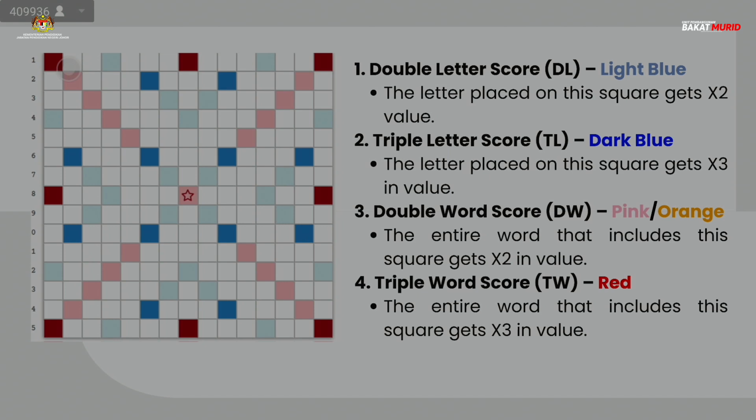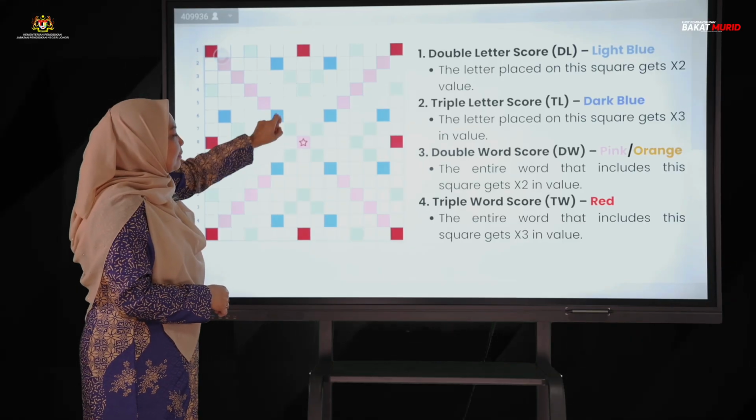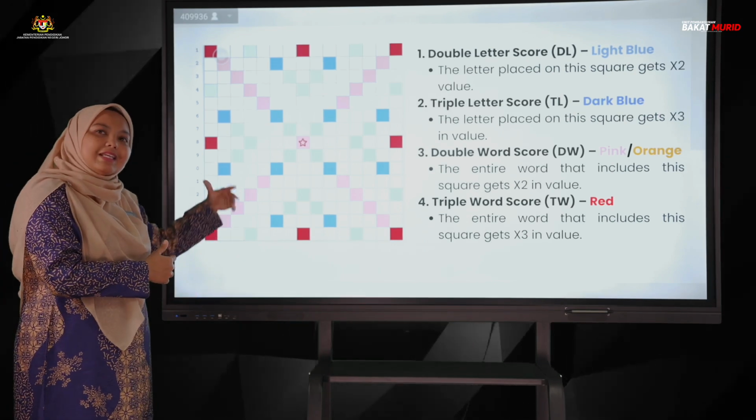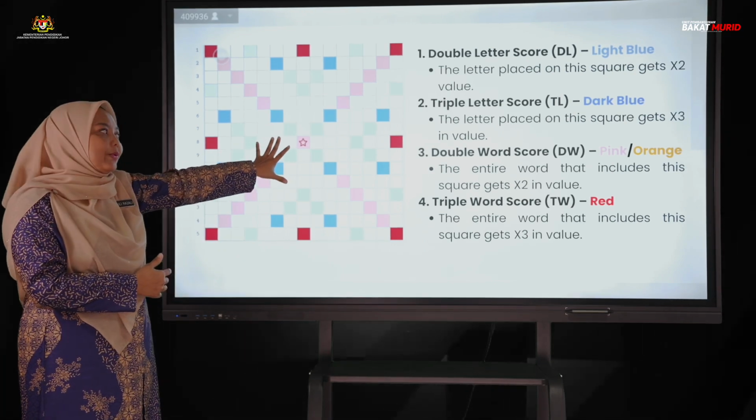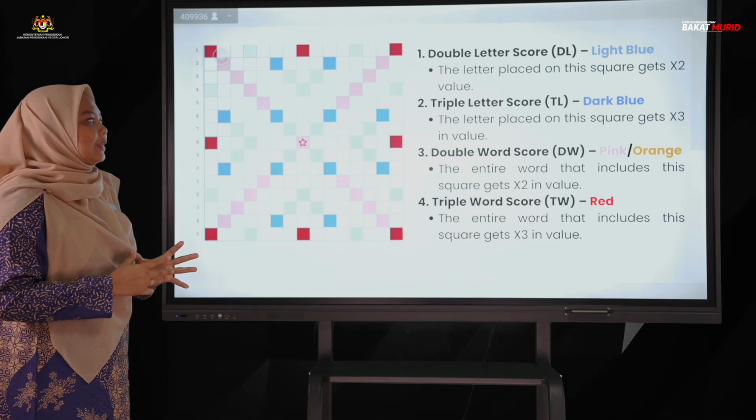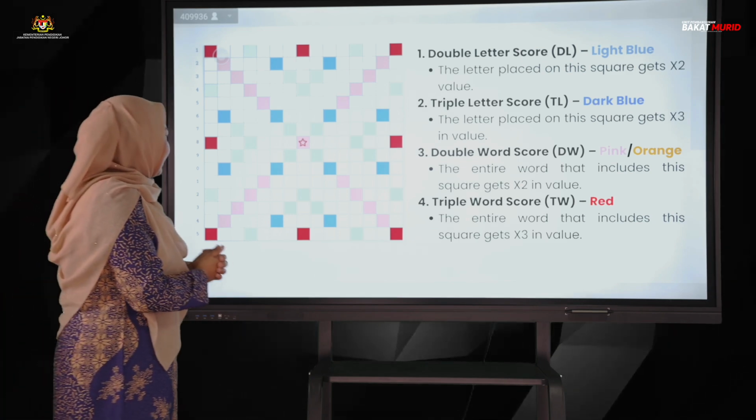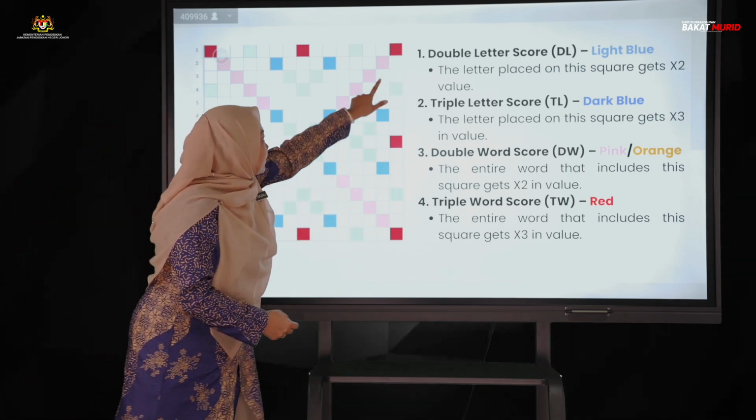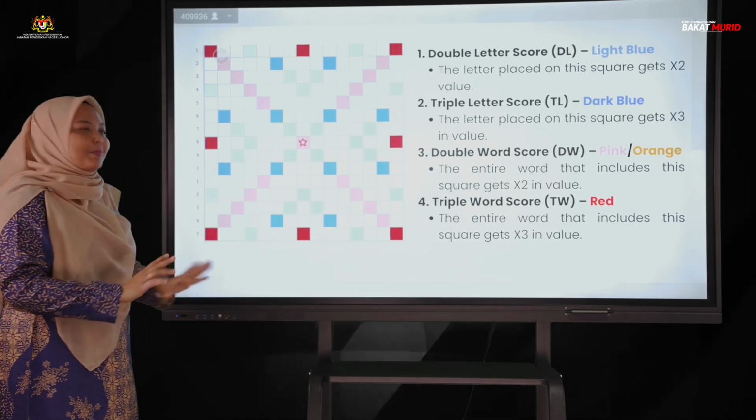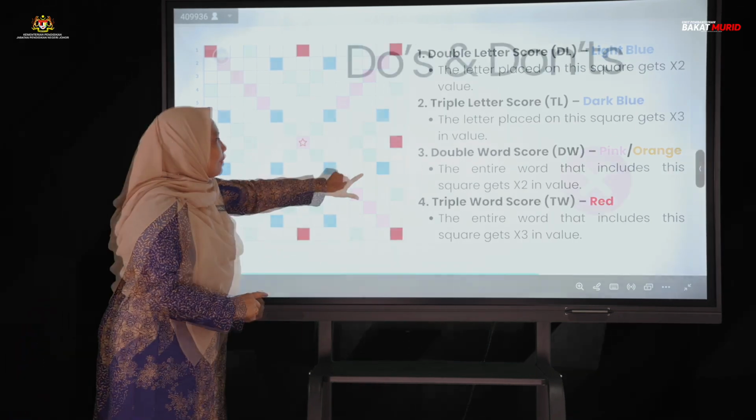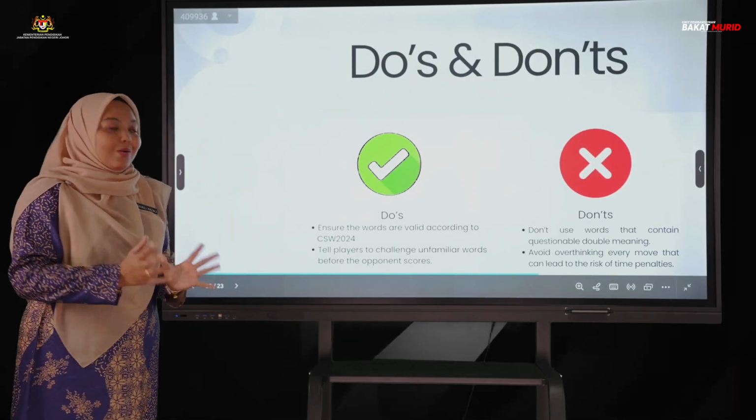The first one is double letter or DL, light blue. This one is triple letter score, dark blue. This column is the double word score, DW, pink and orange. What is the difference? In Google.io, the pink one is for double word score, but if you play a board game, it is orange. The entire word is doubled in value. The next one is the triple word score, which is the red color at the edge or corner. As much as possible, if you can see the highest score, please make sure you get this triple word score.